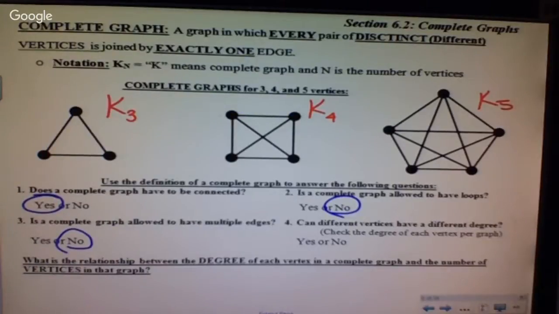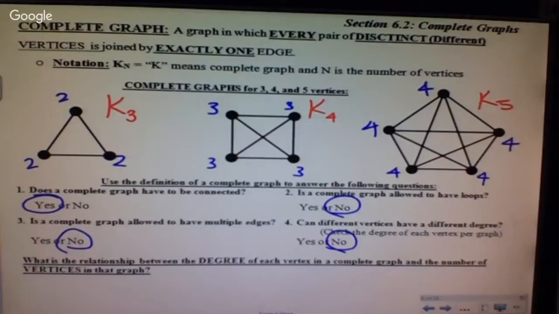Number 4, can different vertices have a different degree? It says check the degree of each vertex per graph. So what is the degree of the vertices on this graph? They're all 2s. What's the degree of the vertices in this graph? These are all 3s. And these ones are all 4s. So this is a no. In a complete graph, all of your vertices will have to have the exact same degree.